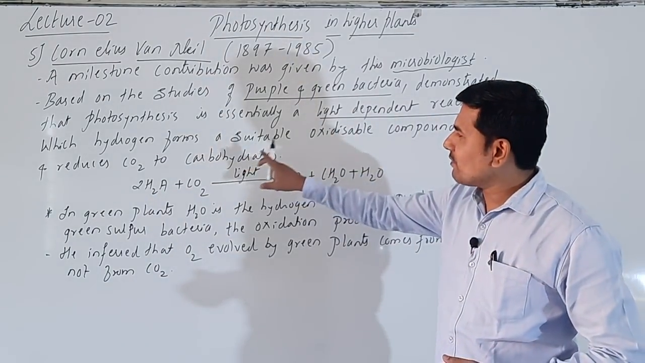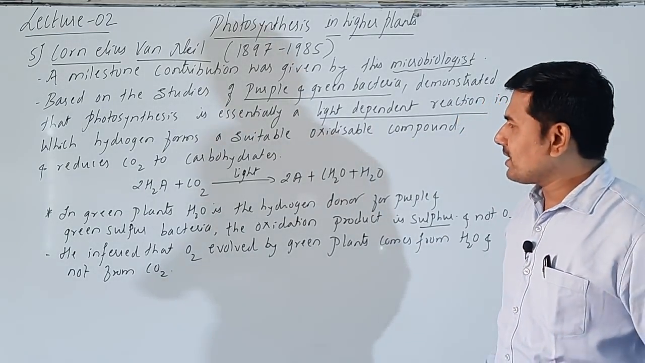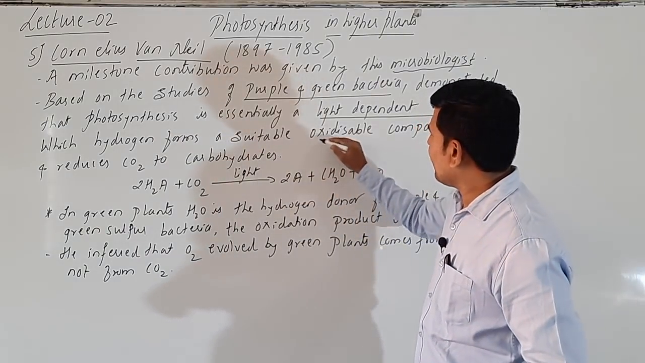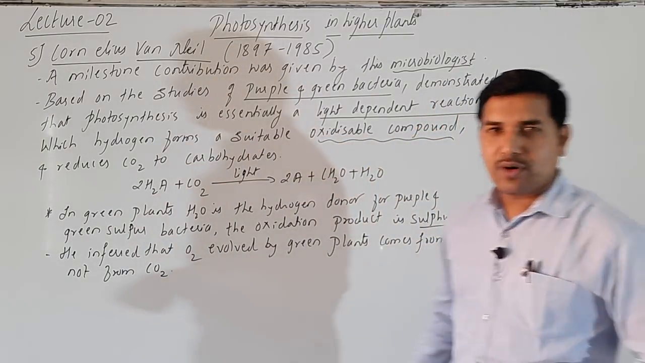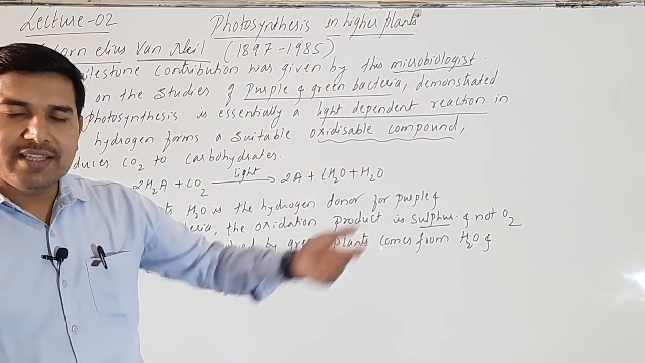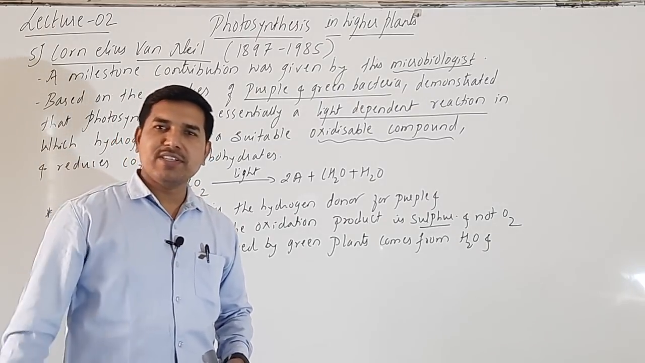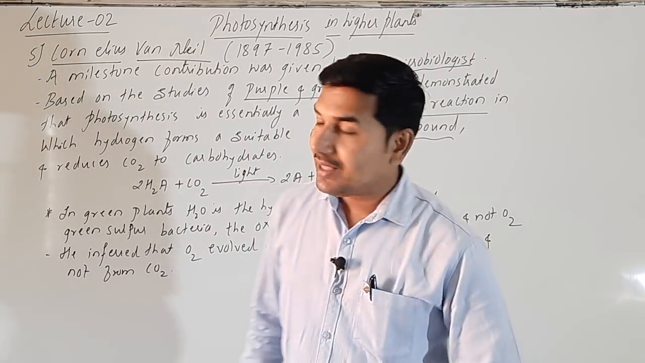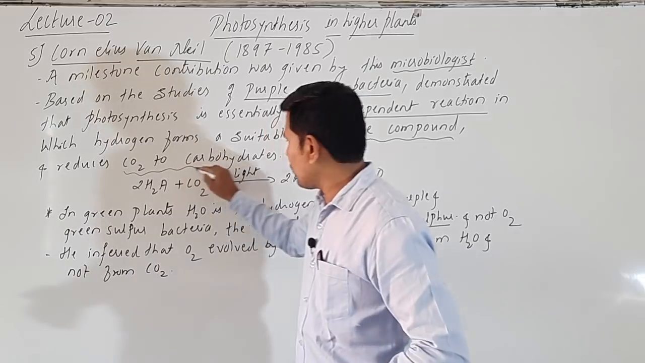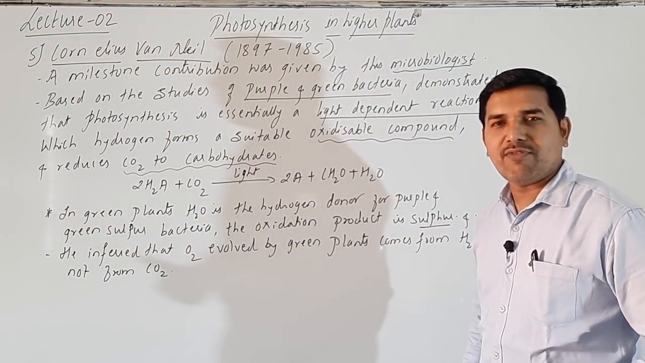So, in which hydrogen forms a suitable oxidizable compound and reduces carbon dioxide to carbohydrates. That means the hydrogen, as it forms the suitable oxidizable compound, that means from which the hydrogen is removed, finally the H2O gets converted into oxygen. So, when hydrogen is removed, this is called as oxidation. Then later on the carbon dioxide is converted into carbohydrates. So, CO2 is converted into carbohydrates, where it represents the glucose finally stored in the form of starch in the plants.